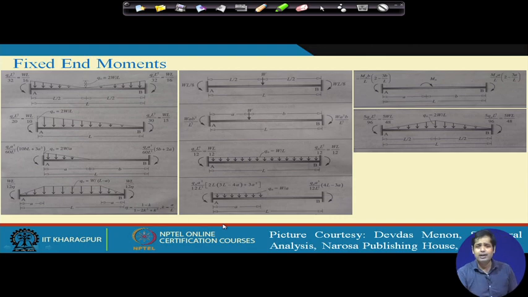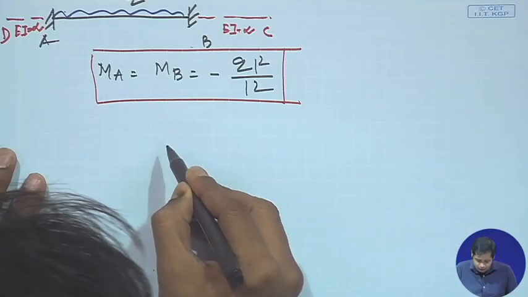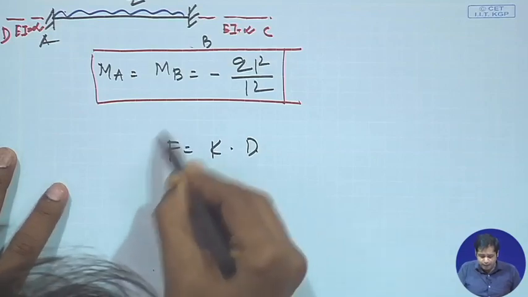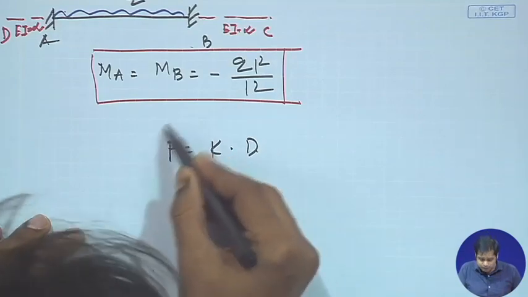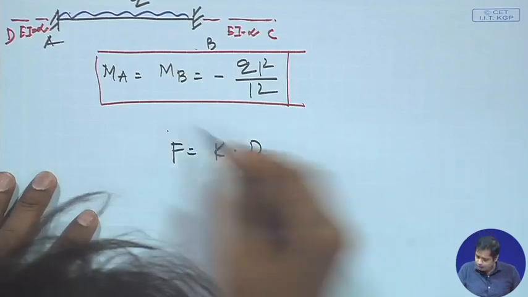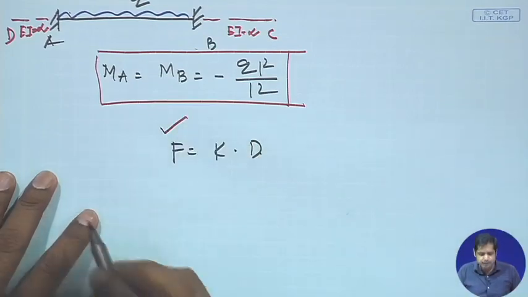If you take any structural analysis book, these fixed end moments for different kinds of loading are already given there. So, fixed end moments we know, right. Once we know the fixed end moments, if you remember, the equation was F is equal to K into D, and in order to get F we need fixed end moments. Now, we have seen how to determine fixed end moments. So, this is now known.